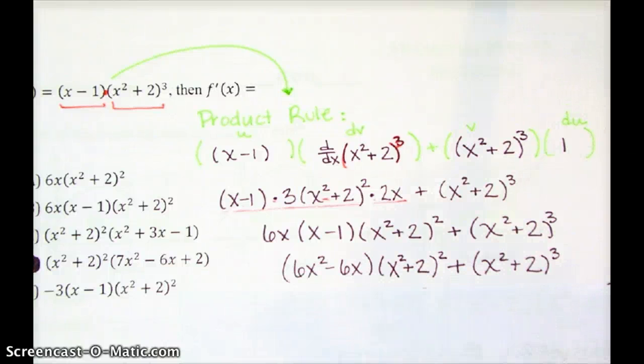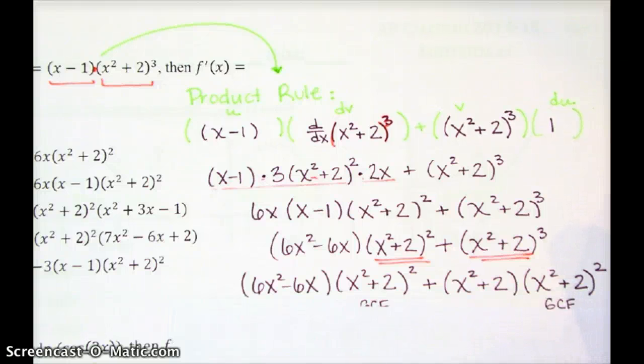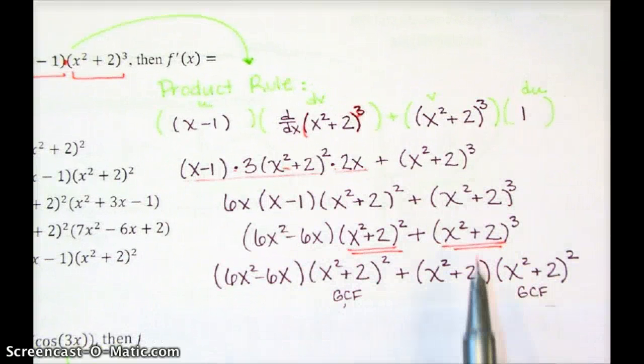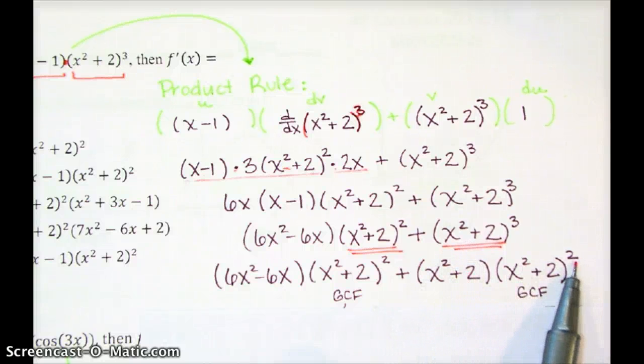Next, what I see here is kind of tricky, but I'm seeing that this x squared plus 2 seems to be a common term in both of them. And in order to better see that, I went ahead and distributed the 6x into both of these terms, hence the 6x squared minus 6x. But looking at this, it seems like there might be a GCF here. Now, these aren't exactly the same because the exponents are different. So in order to better see the GCF, I'm going to take this last expression and rewrite it as x squared plus 2 times x squared plus 2 squared. Think about it.